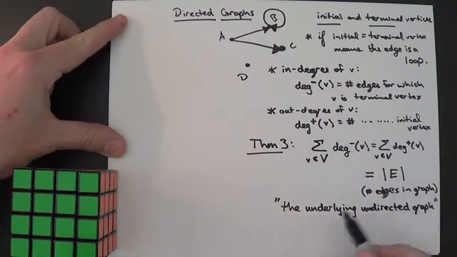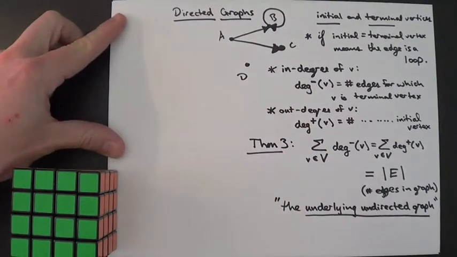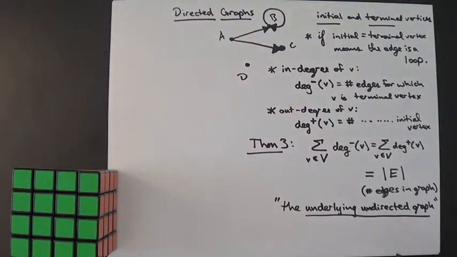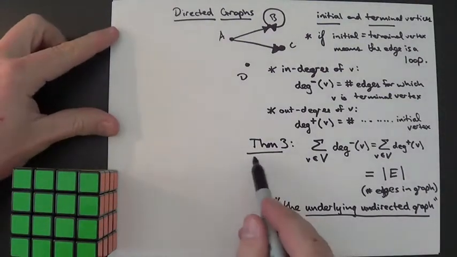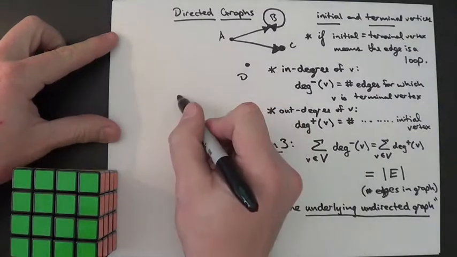The underlying undirected graph of a graph G that might be directed is simply, well, you can obtain it by taking away all of the directions. So just erasing the arrows, literally, is all it takes to come up with an undirected graph. We can verify that Theorem 3 works looking at this graph pretty quickly.